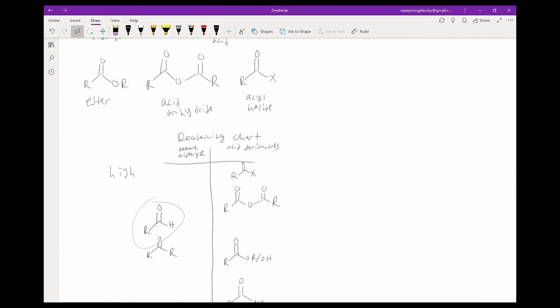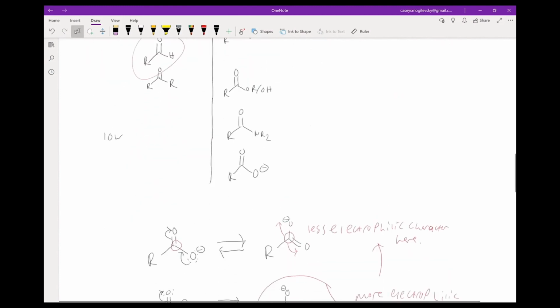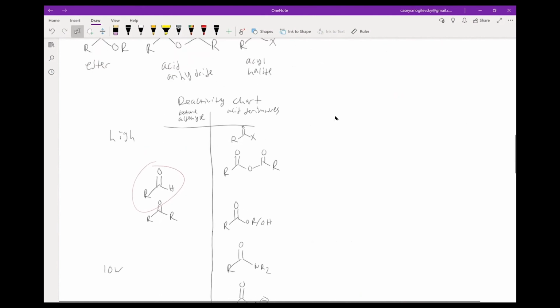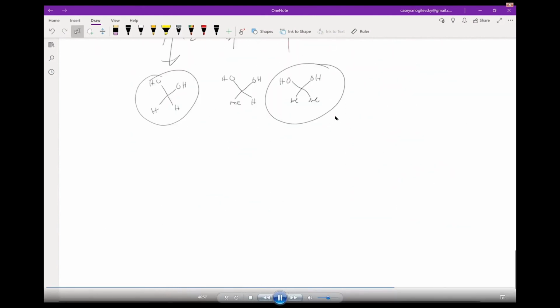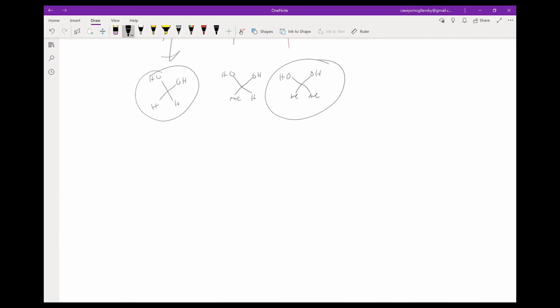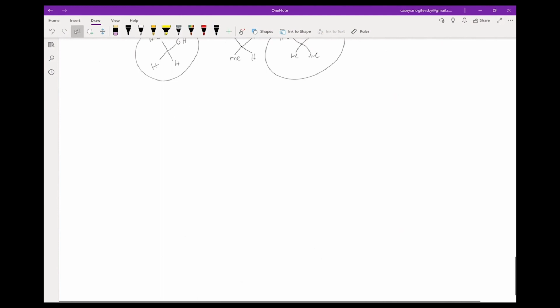Okay, so the last two, really quick, are the acid anhydride and the acid halide. And it turns out that acid anhydrides are slightly less reactive than acid halides, but both of them are really reactive precisely because there really isn't a good resonance structure. And I'll try to draw that for the acid anhydride and the acid halide.